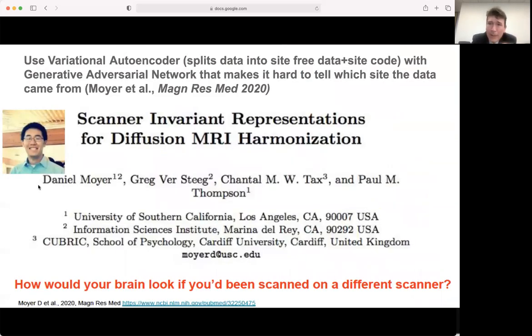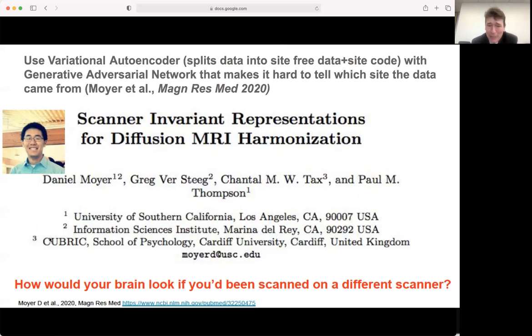And one very elegant application of this was proposed by Dan Moyer, who was a former student of ours at USC. So he said, can we use a variational autoencoder, which is a type of data compression technique, in conjunction with a generative adversarial network, where we can adjust data coming from different sites and scanners to look like the images had been scanned on a certain scanner. And if we did that, the domain shift, the change of venue for applying a deep learning algorithm might be mitigated to some degree.